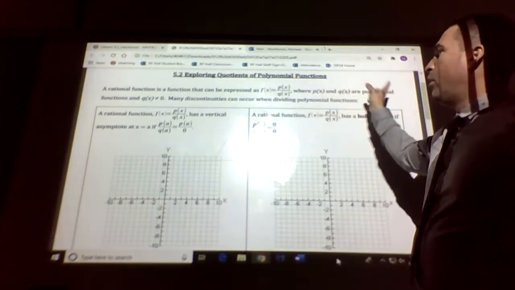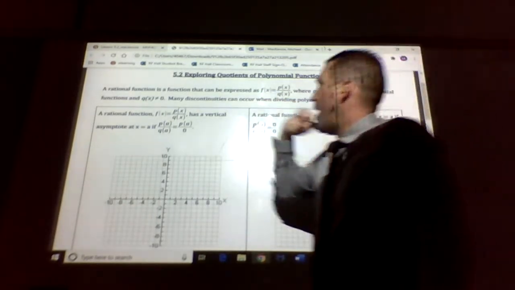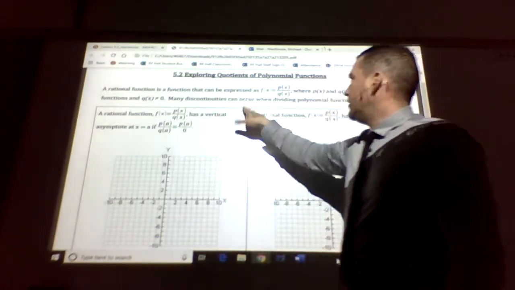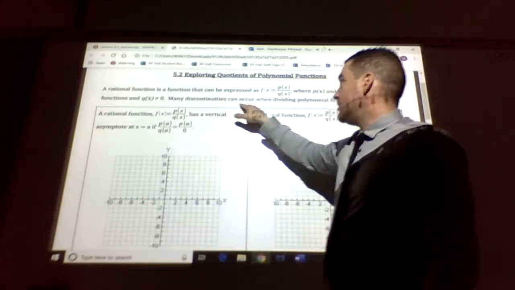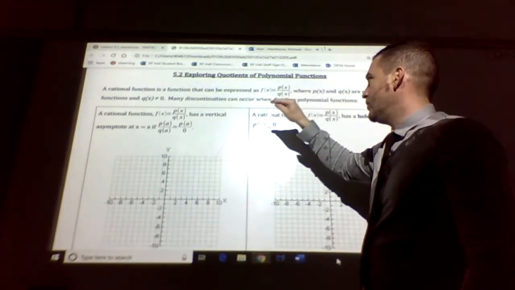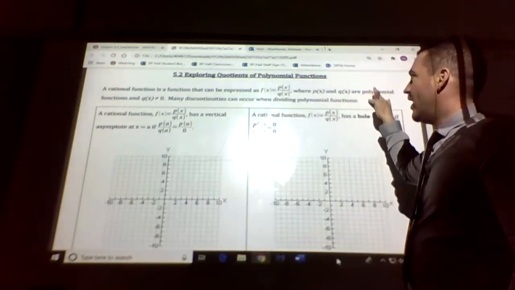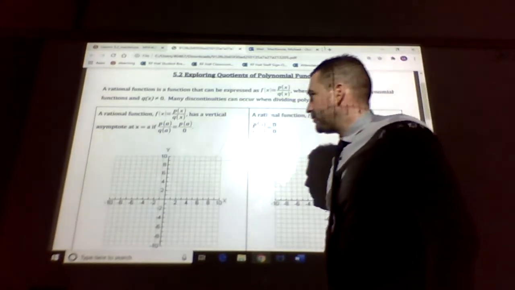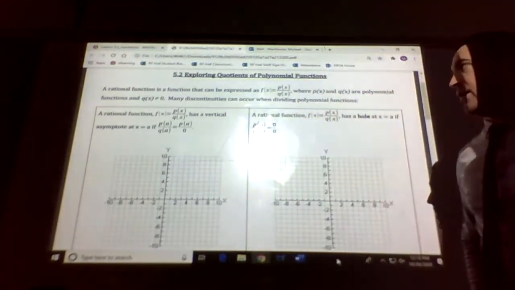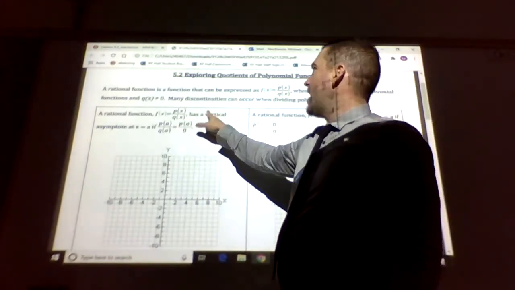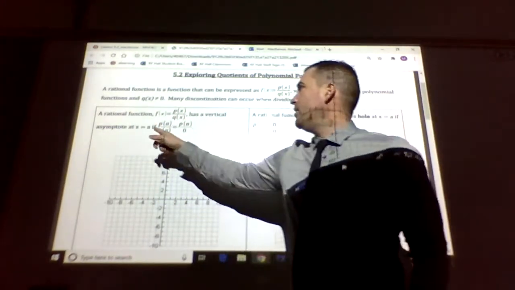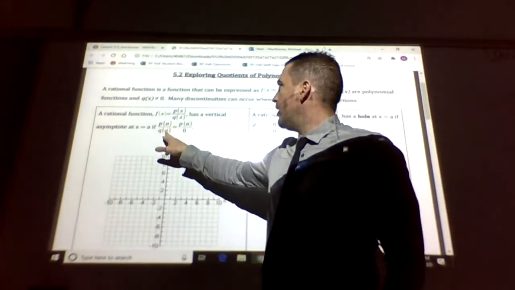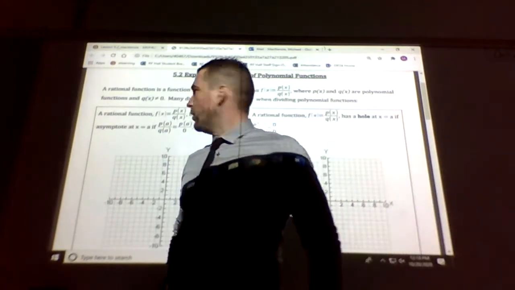P of x and q of x are polynomial functions, but q of x cannot equal 0 because we can't have a 0 in the denominator. Many discontinuities can occur when dividing polynomial functions. Okay, so the first one. A rational function f of x equals p of x over q of x has a vertical asymptote at x equals a if p of a over q of a equals p of a over 0.